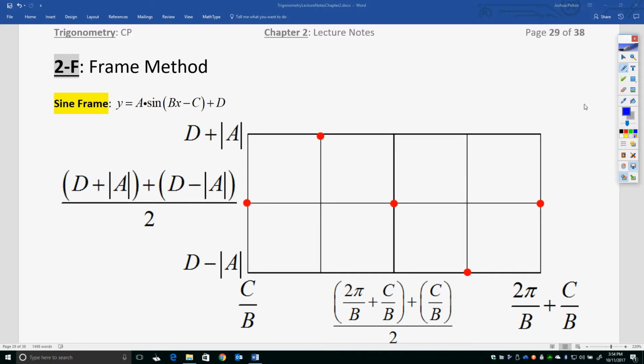This is Professor Belton. This is Trigonometry, Chapter 2, Section F, the frame method. This is Part 1 of 3. Part 1 is going to do the sine frame and the cosine frame.